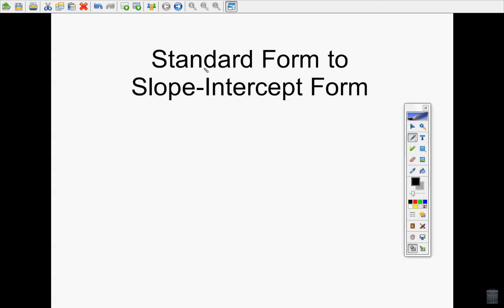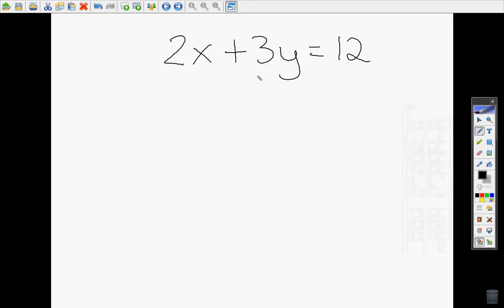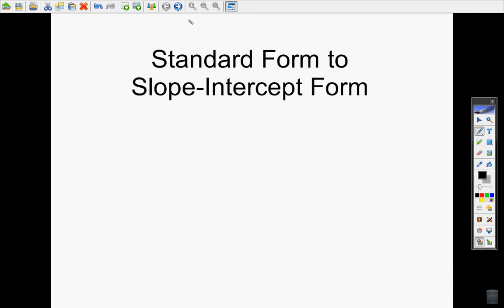All right, I'm going to talk to you about how to change standard form to slope-intercept form and then vice versa. Okay, so first, this is an example of a problem that's in standard form, and we want to change it to slope-intercept form. So let me go back here. So standard form is ax plus by is equal to c, and slope-intercept form is y equals mx plus b.